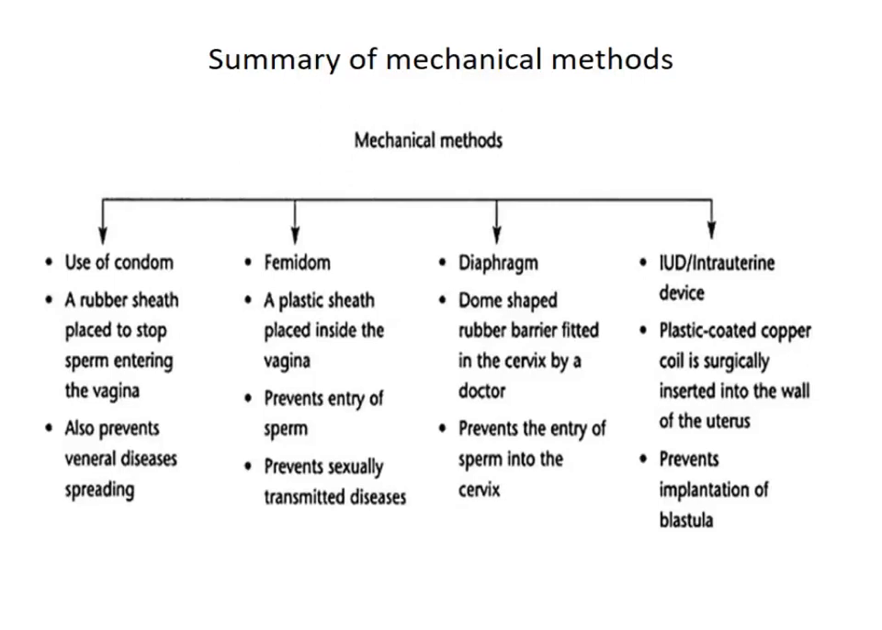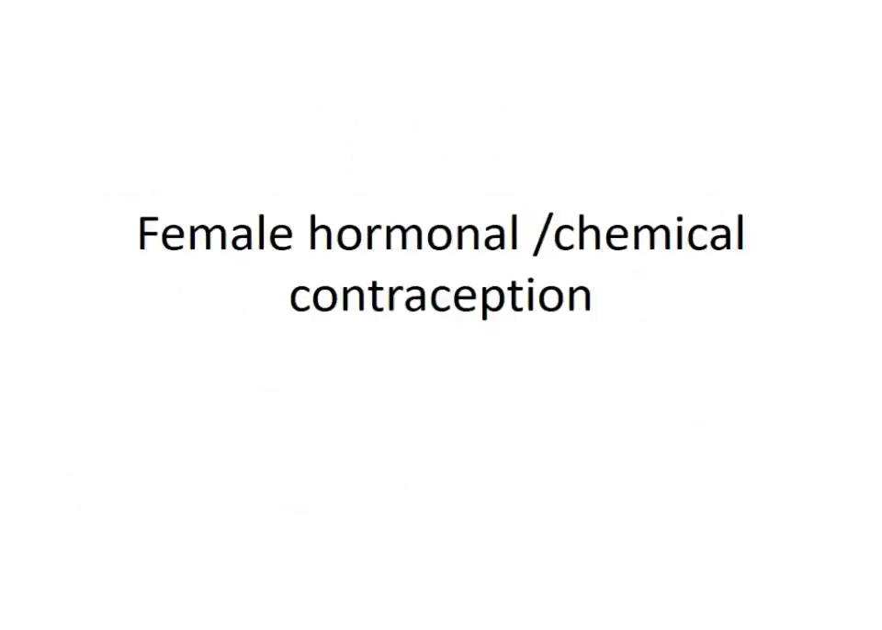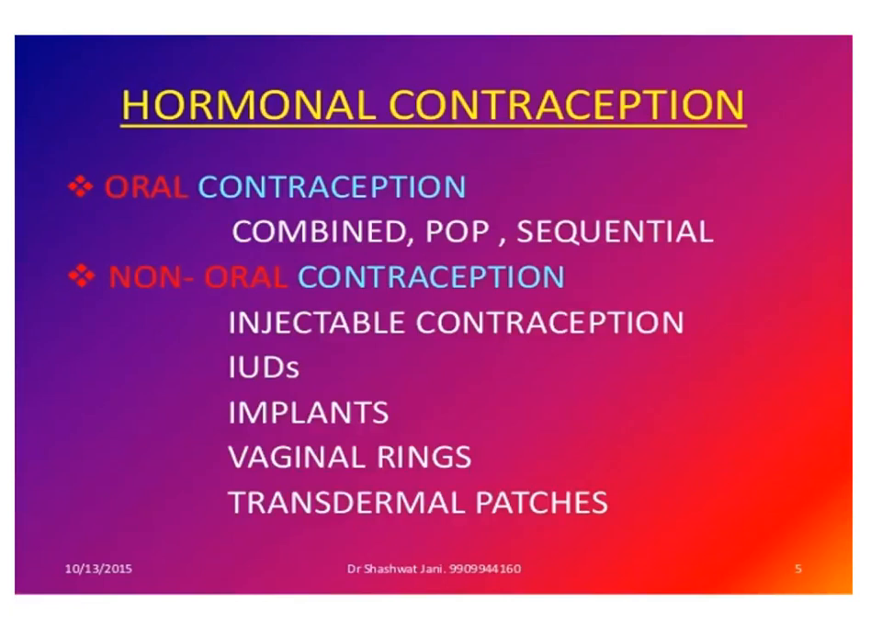So here is the summary of all the mechanical methods of contraception. Coming to hormonal or chemical contraception, these are uses of estrogen and progesterone preparations. It could be oral, like pills, or non-oral, like injectables, IUDs, implants, rings, patches.